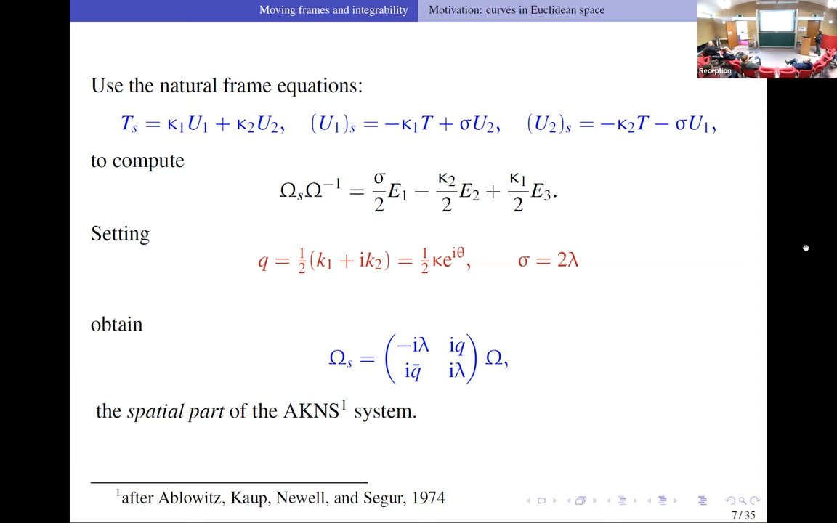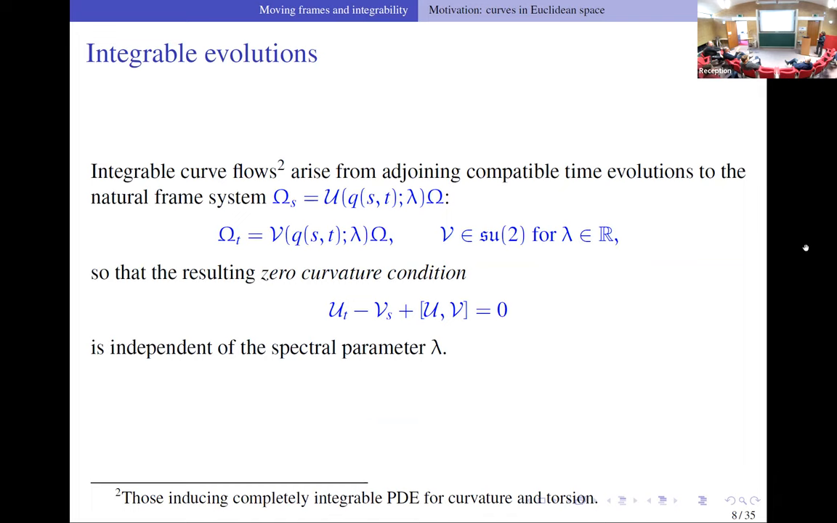So you allow K1 and K2 to be dependent on lambda? No, K1 and K2 are going to be independent of lambda. Of lambda? Of lambda, yes.